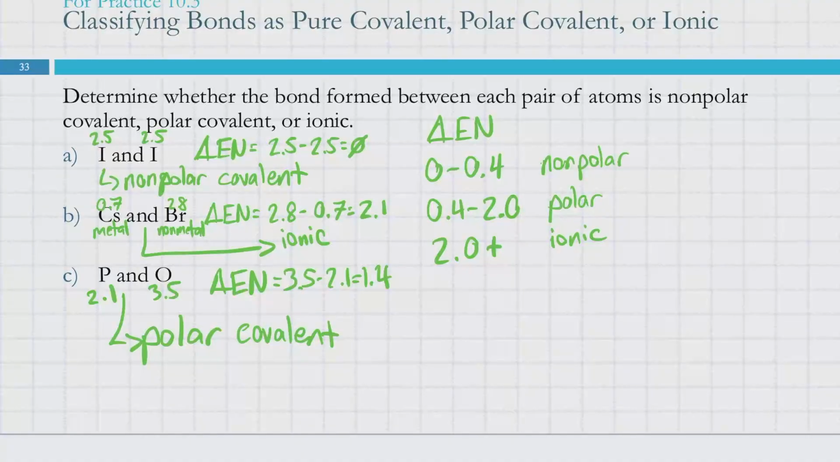Questions about how we got any of those? I don't anticipate that I'll give you this table on an exam. So I would recommend memorizing the 0.4 and the 2.0 for the difference in electronegativity. You will have electronegativity values if you need them. If I give you something like iodine and iodine, I expect you to know that it's nonpolar because it's the same thing. If I give you a metal and a nonmetal, I expect you to guess that it's ionic because it's a metal and a nonmetal.